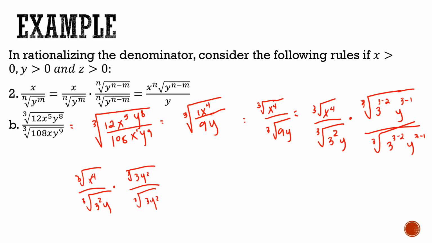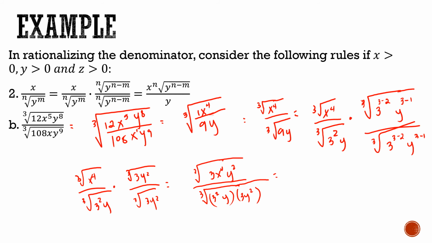So we multiply the numerator by the numerator and the denominator by the denominator. So we can combine these two since their indexes are both the same. So we have the cube root of 3 x to the fourth y squared over the cube root of, so we have 3 squared y times 3y squared.